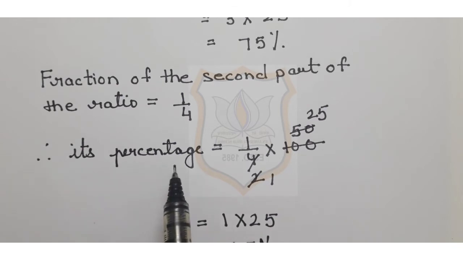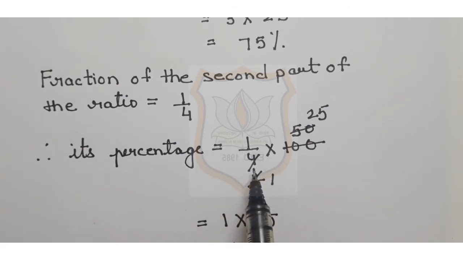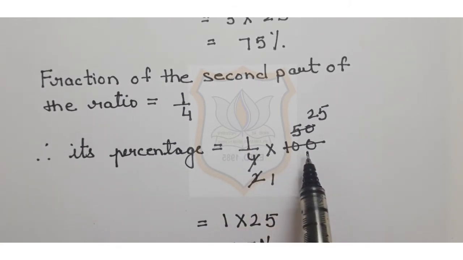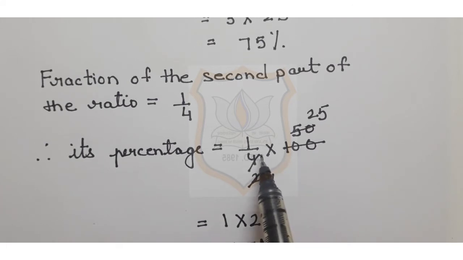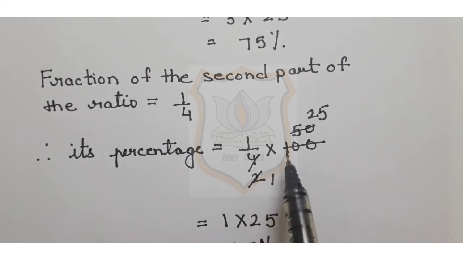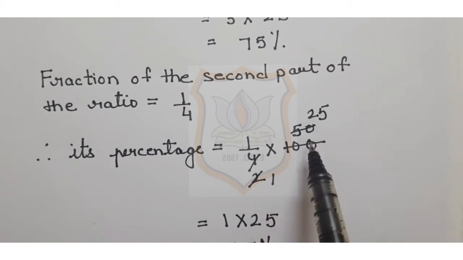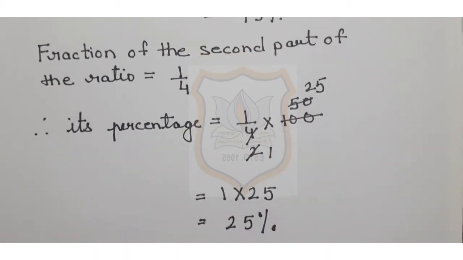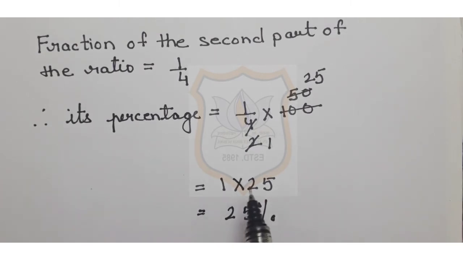Therefore, its percentage is equal to 1 upon 4 into 100. Again, 2 2s are 4, 25 times 4 is 100. Again, 2 ones are 2, 25 times 2 is equal to 50. So our answer is 1 into 25, which is 25%. In this way we can find out how to convert a ratio to percentage.